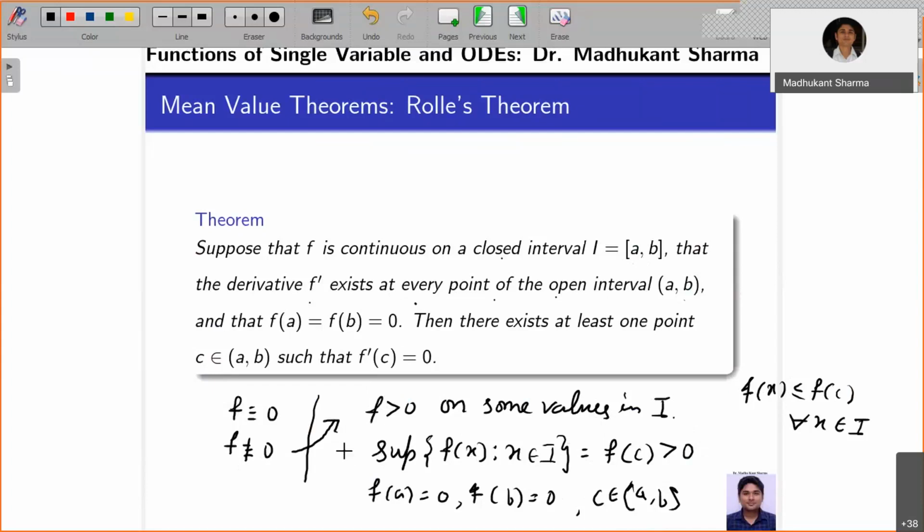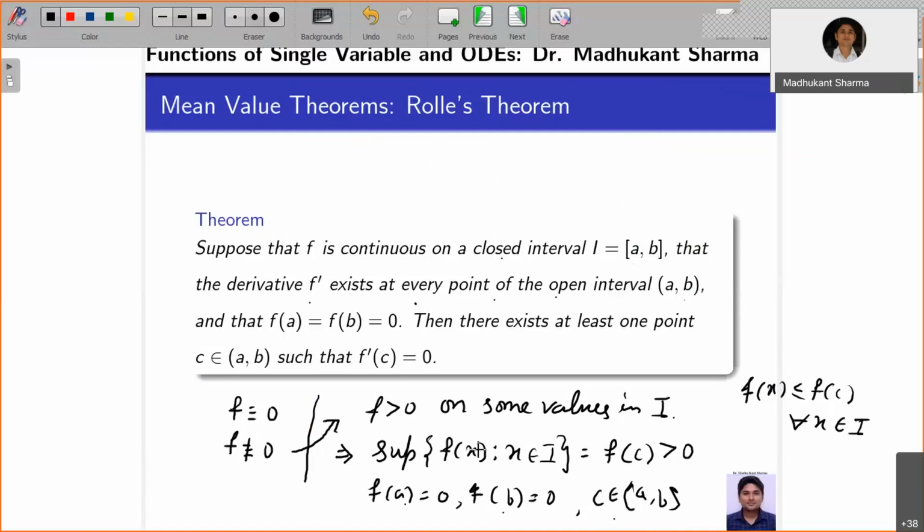Since the boundedness theorem guarantees that f attains its bounds and has its maximum and minimum on I, you will certainly find a c inside I such that f of c is the supremum of this set. Since f of a and f of b are 0, and f assumes a positive value, f of c is greater than 0, so c is certainly neither a nor b. So c must be an interior point. But we know that at the interior point, f is differentiable and the derivative exists. So the derivative must exist at c.